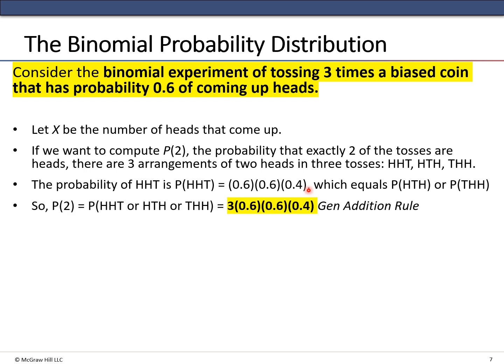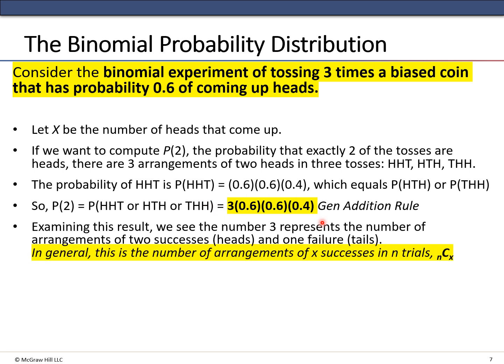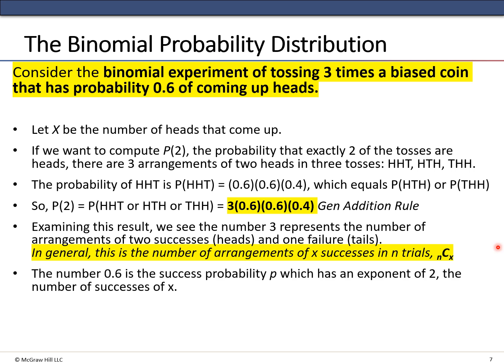So the probability of 2 heads equals the probability of heads, heads, tails, or heads, tails, heads, or tails, heads, heads, which is adding the probability of each of those. And since they're all the same, it would just be the same as multiplying by 3. Examining this, we see the number 3 represents the number of arrangements of 2 successful heads and 1 failure, tails. In general, this is the number of arrangements of x successes in n trials, or specifically, a combination of n things taken x at a time, which we saw from a prior section.